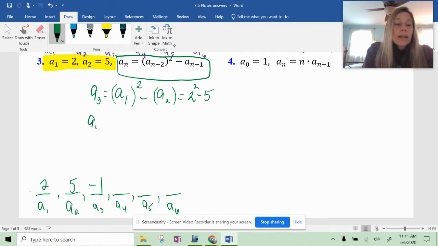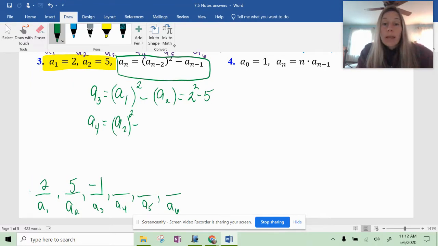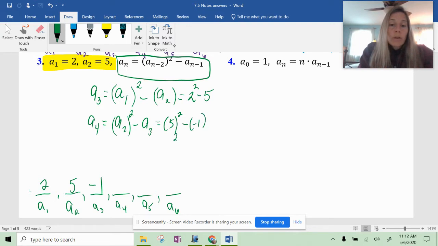So now if I wanted to find a sub 4, I would have to take the term that's 2 before that, which would be a sub 2, and square that. And then I'm going to subtract the term that's n minus 1, so 1 before it, which would be a sub 3. So I'm going to fill in my numbers here. I know a sub 2 is 5, so I'm going to have 5 squared minus my a sub 3, which is negative 1. 5 squared is 25, minus a negative is addition, so that's going to give me 26. So now you might start seeing that pattern emerge.